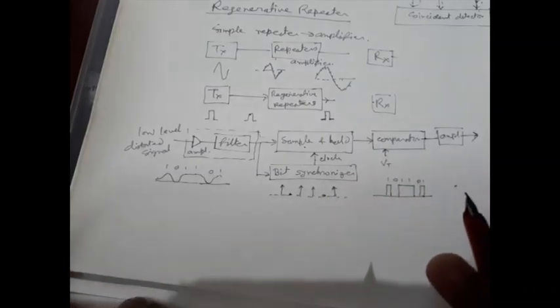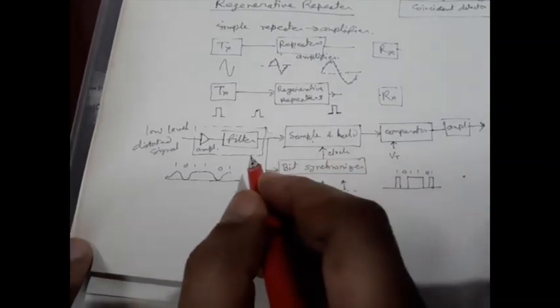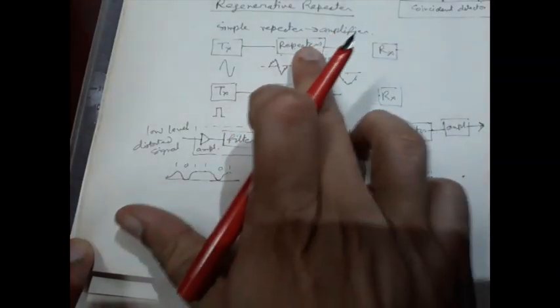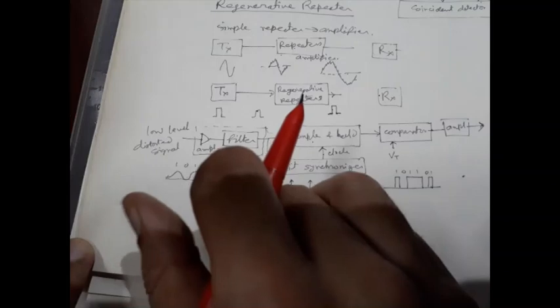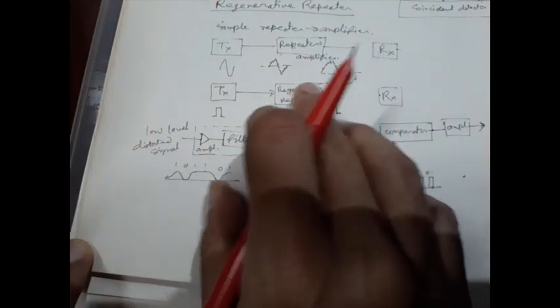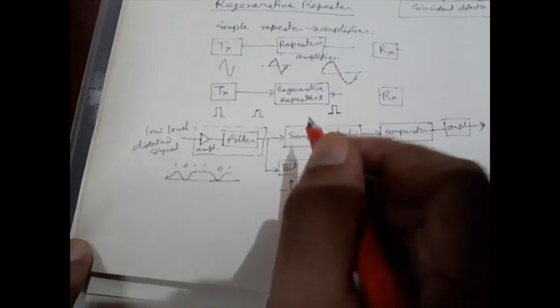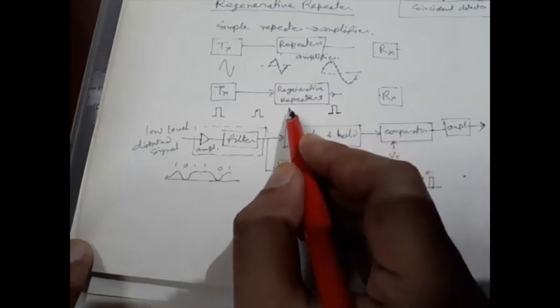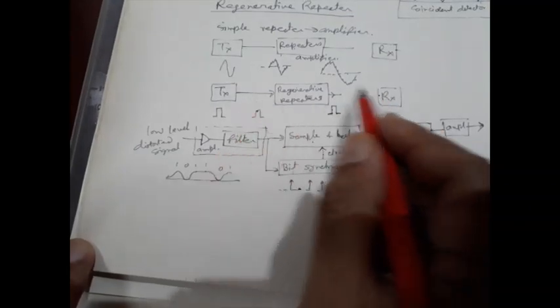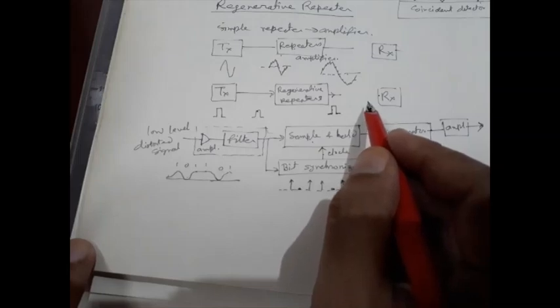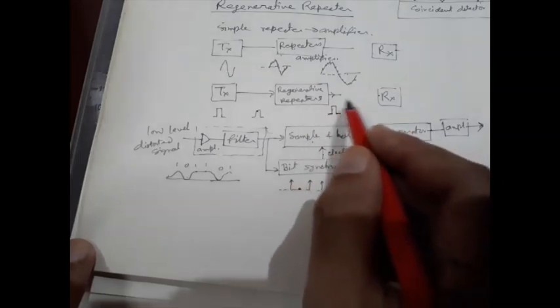Now, if we have n number of repeaters within this path, n number of regenerative repeaters, and assume that all the repeaters are identical in nature, so what happens? We can use binomial distribution to calculate the effective bit error rate or bit error probability.